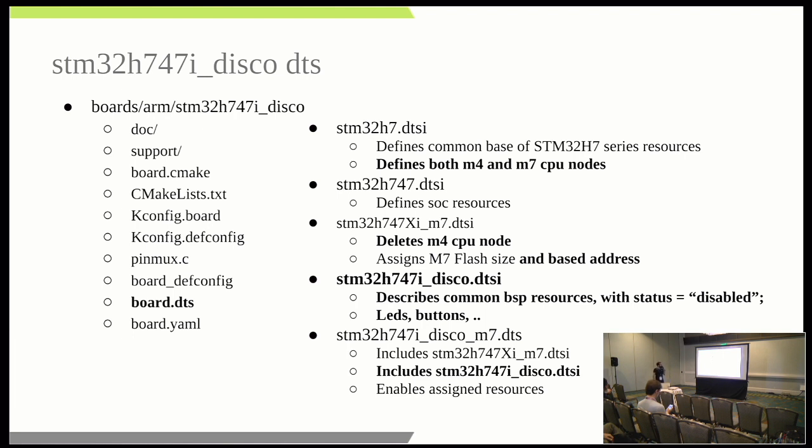And last, we'll have the actual DTS for the target. That includes the SoC DTSI file and the BSP DTSI, and in this file, we finally enable the assigned resources. This is what helps to assign resources to one core or the other. For instance, we'll be able to say this slide is enabled on M7 or in the M4 DTS.